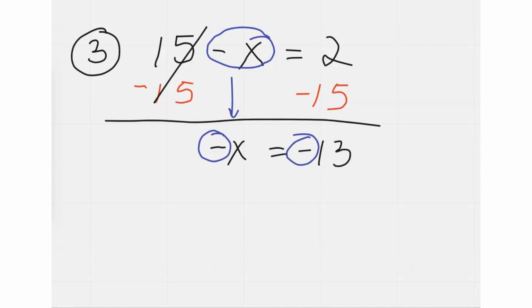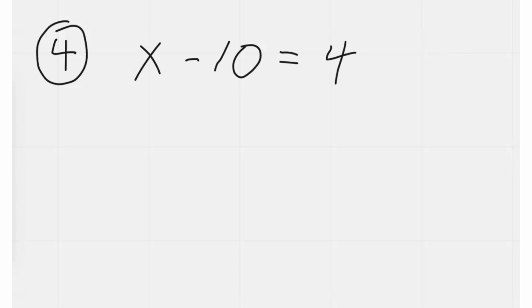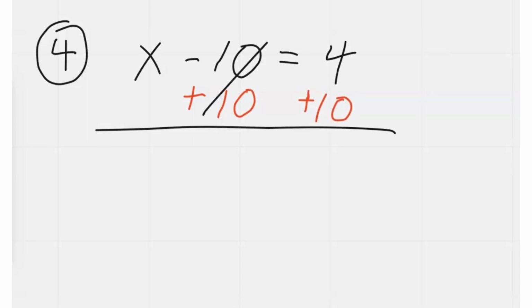But we aren't interested in the value of negative x, we want to know what x is. You can get rid of the negative sign by multiplying both sides by negative 1. Our final answer now is x equals 13. Let's do another example. 10 minus x is equal to 4. Here we see 10 being subtracted from x, so we can do the opposite of subtraction, addition, to cancel it out. When you add 10 to both sides, it cancels out to isolate x, and adds with 4 on the other side to equal 14. So x is equal to 14.